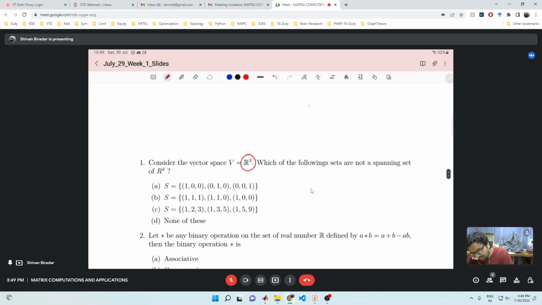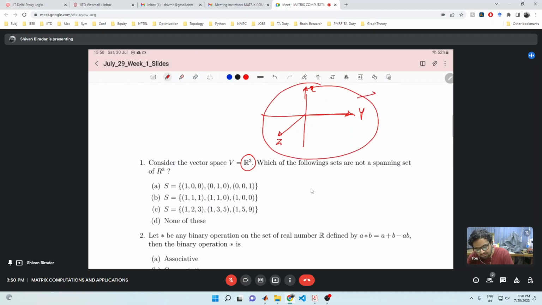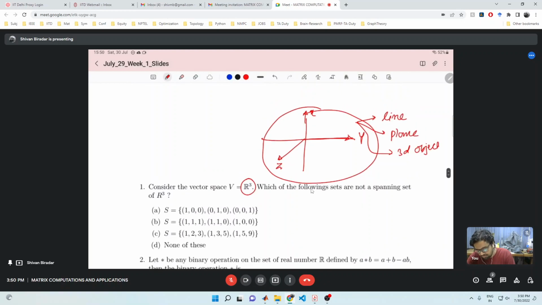Remember that R3 has three axes, this one and this one. This is X, Y, Z. So in R3, in this whole space, you can get three things: a line, then a plane, and then any 3D objects.